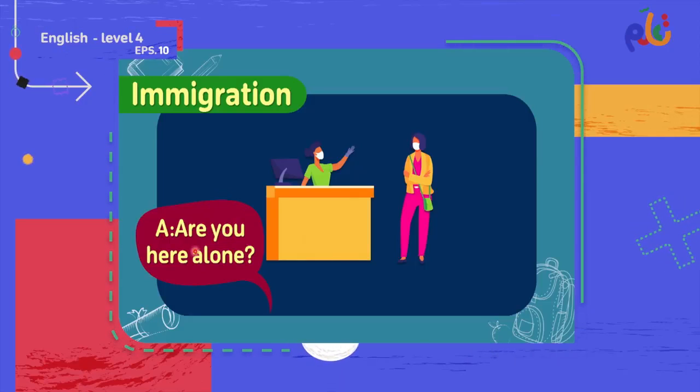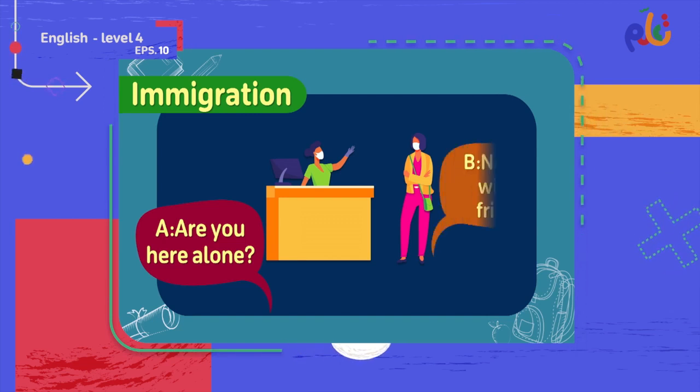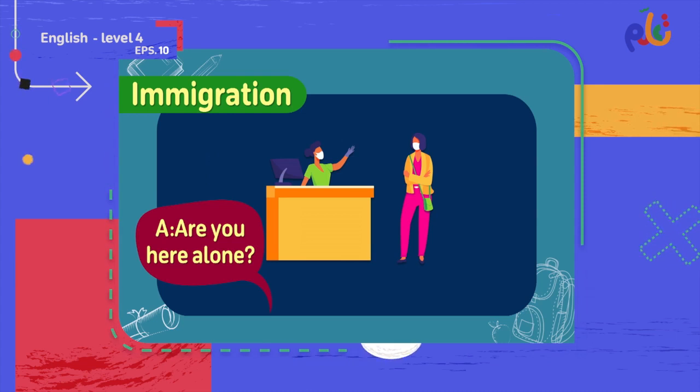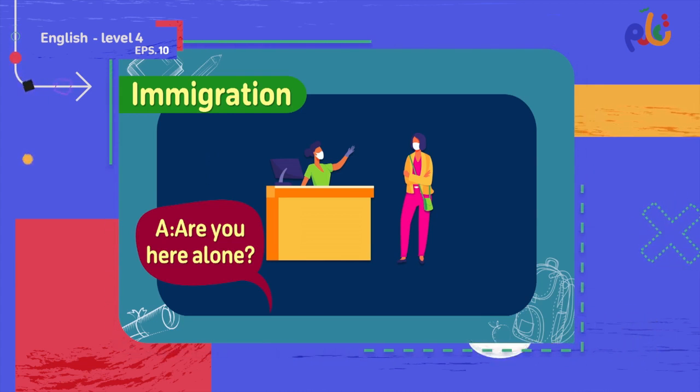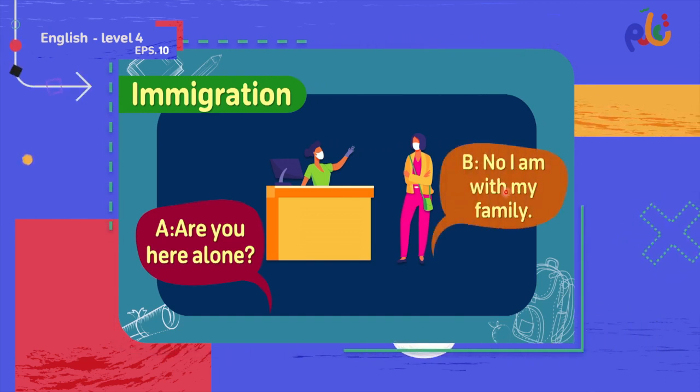The open ticket: we have a confirmed date for traveling, and I have a return ticket without a confirmed date. So I can choose any date for returning. So I have an open ticket. Are you here alone? Yes, I am. Or, no, I am with a friend. So you state who exactly you are in the place with, or who exactly you came to the place with. Or, no, I am with my family.